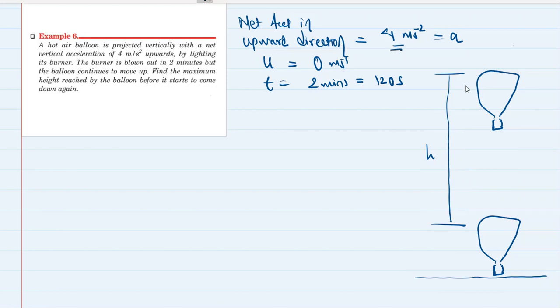But what happens after this? Why does it keep on rising? Because it has an upward velocity.